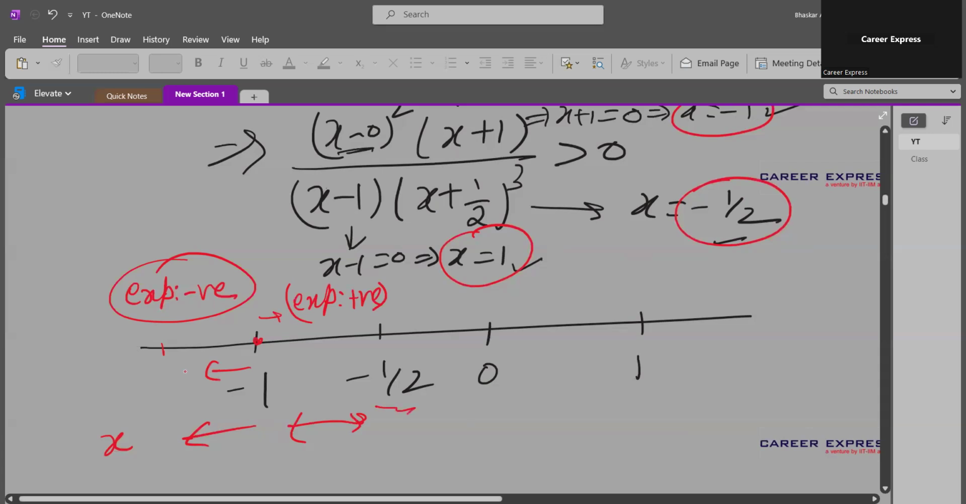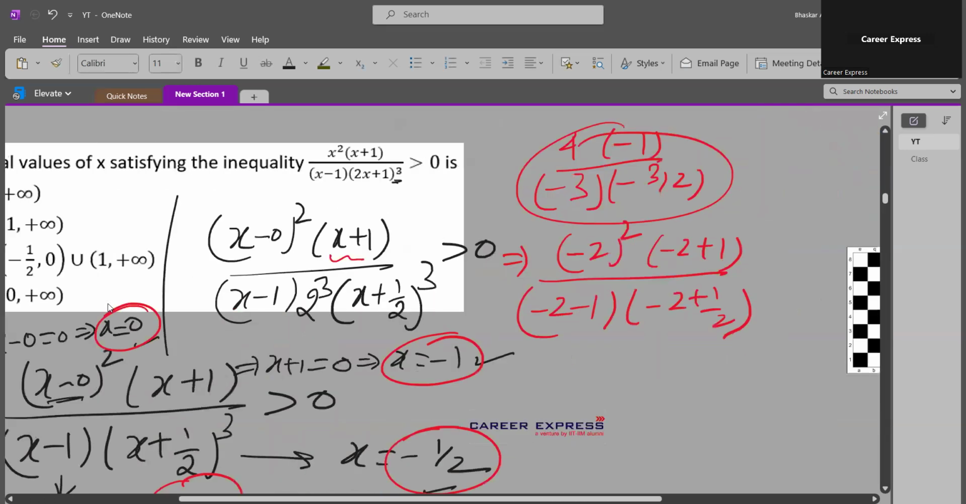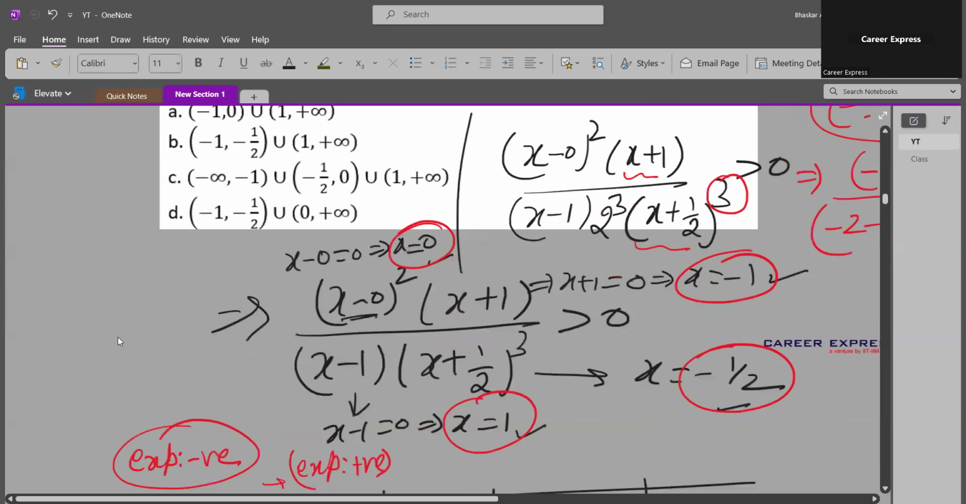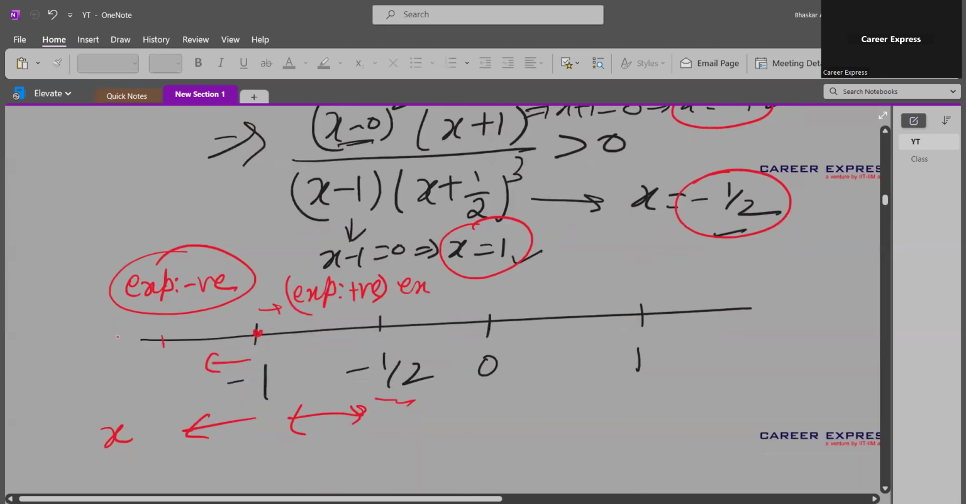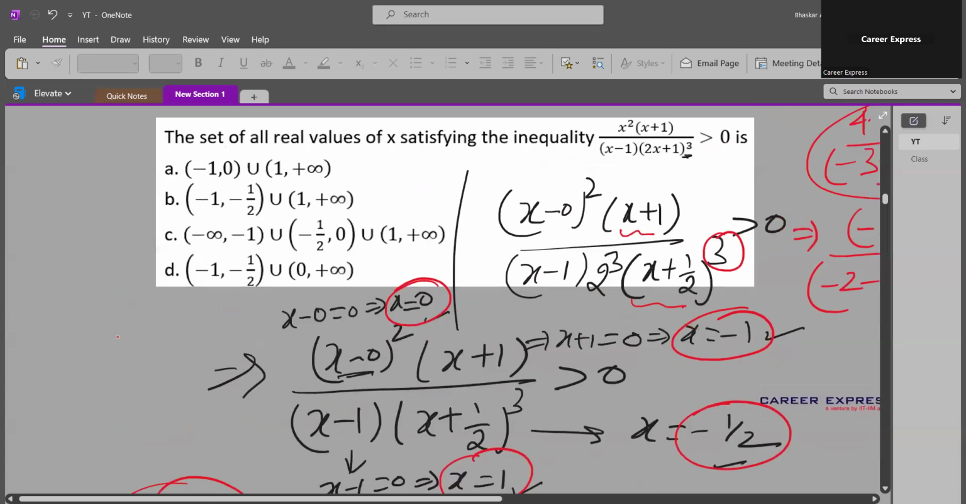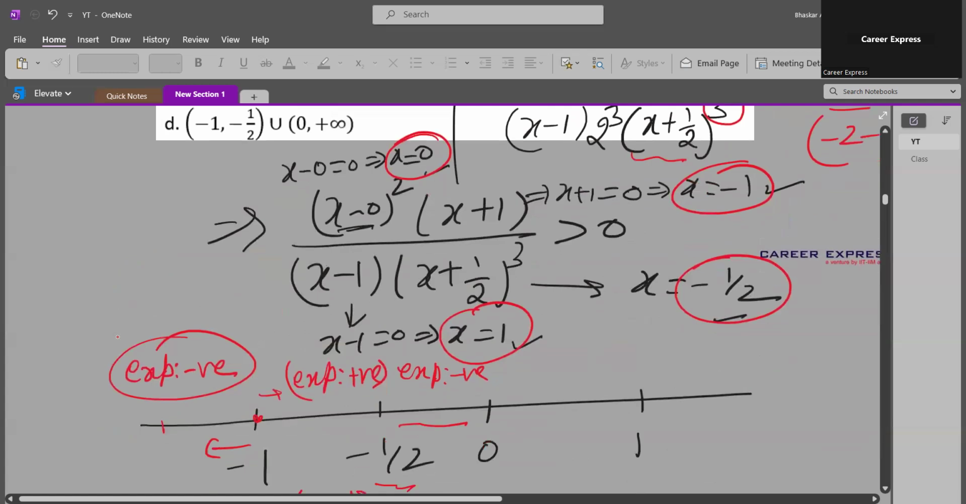Similarly, when we cross minus half, what will be the sign of the expression? Minus half came from this bracket, and here the power is odd again, power is 3. That means the sign will change again. The expression will become negative in this part from minus half to 0. Then we come to 0. 0 came from this bracket and here the power is even. That means the sign of the expression will not change when we cross 0. So the expression will be negative on the right side of 0 as well.